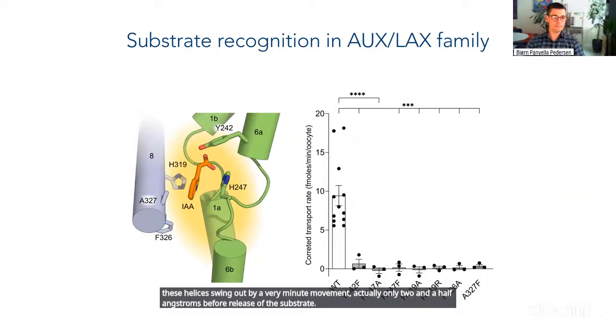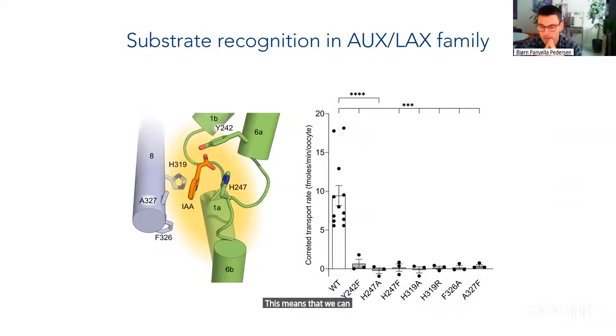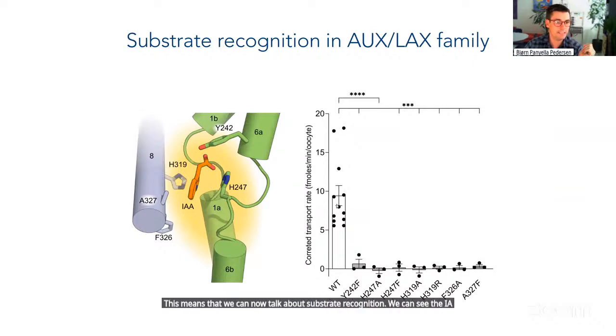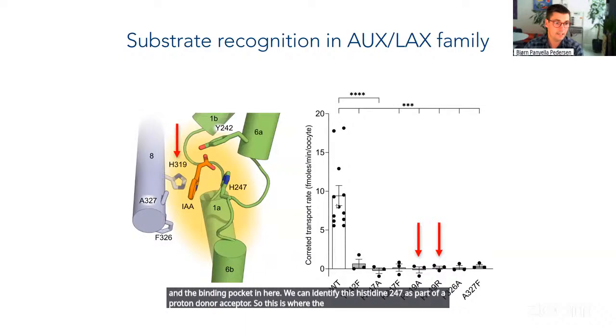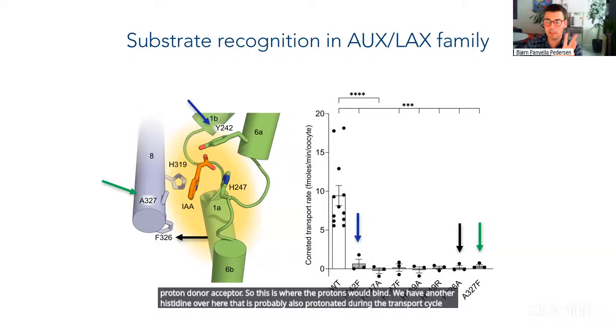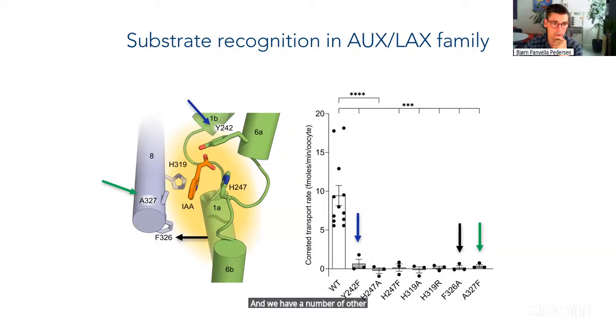Okay, this means that we can now talk about substrate recognition. We can see the IAA in the binding pocket in here. We can identify this histidine 247 as part of a proton donor acceptor. So this is where the protons would bind. We have another histidine over here that is probably also protonated during the transport cycle. And we have a number of other residues that we know are important for this.